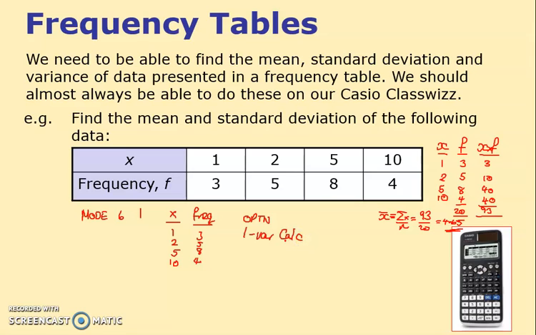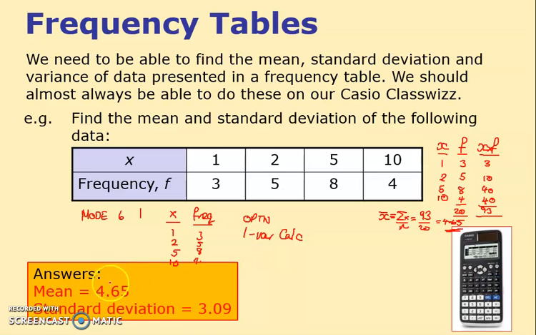So we want to do one variable calculations, and when you do that, you should get these answers. So see if you do. I get a mean of 4.65, so that's obviously the x bar. It says on my screen 4.65, and I get a standard deviation of 3.09. Again, that's the sigma x. It's 3.09. That's what I want you to do. Okay, make sure you can do that on your calculator.